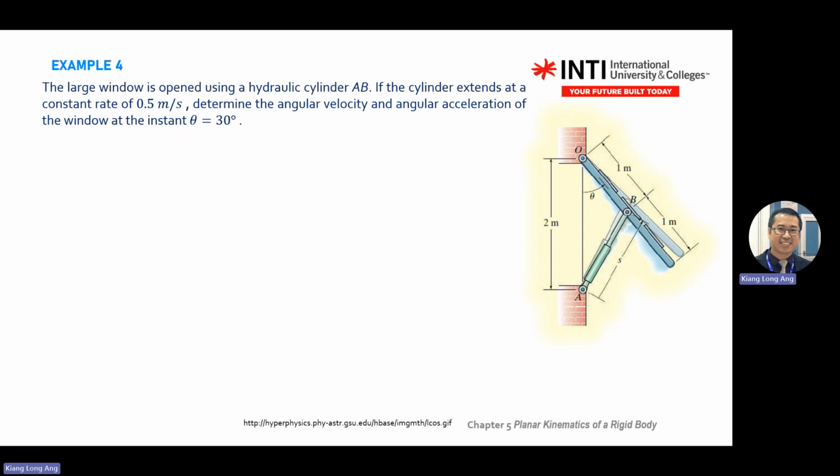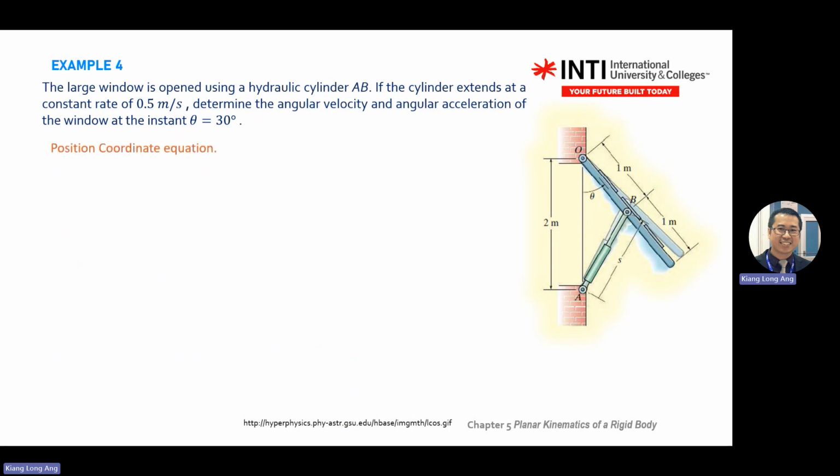A constant rate means you have the V here. It's a V. Determine the angular velocity and angular acceleration of the window at the instant of 30 degrees. If this one expands, the window will open, and the angle here will change. So as the angle changes, you will get angular velocity and angular acceleration. So it asks you, at 30 degrees, what is the omega and alpha for this window?